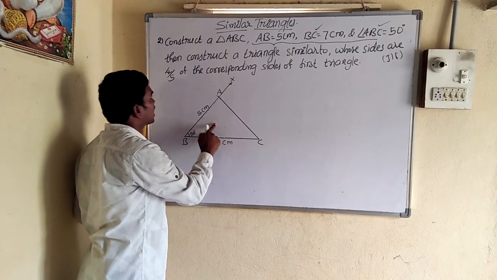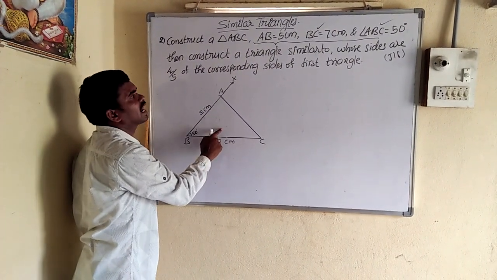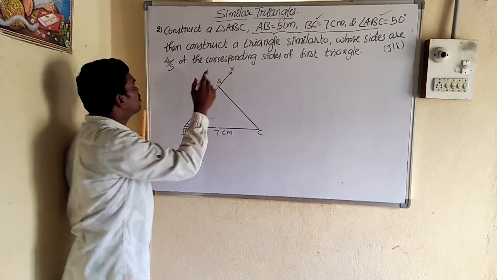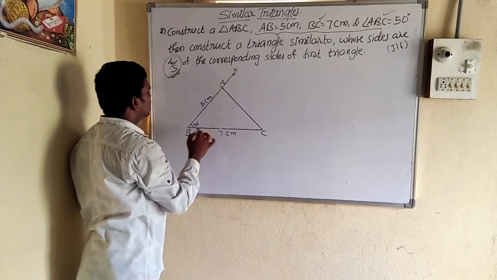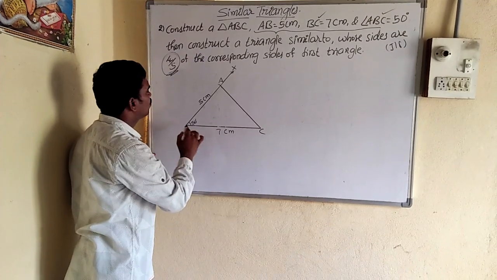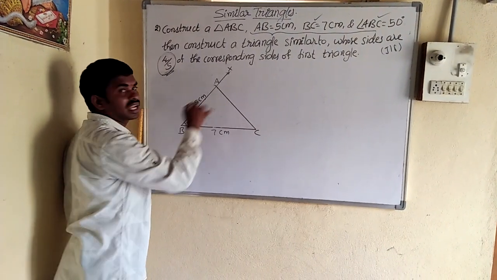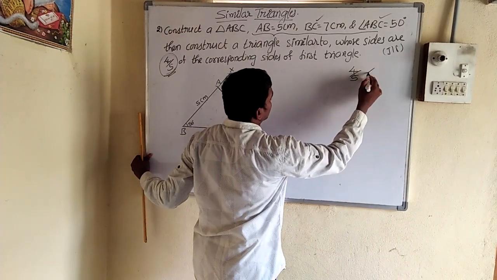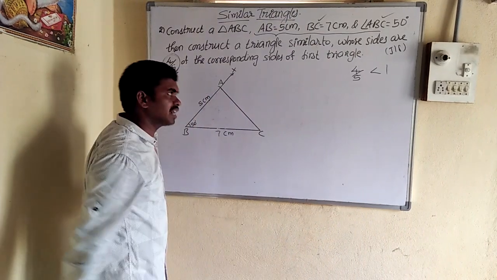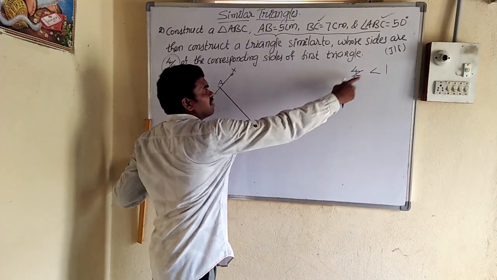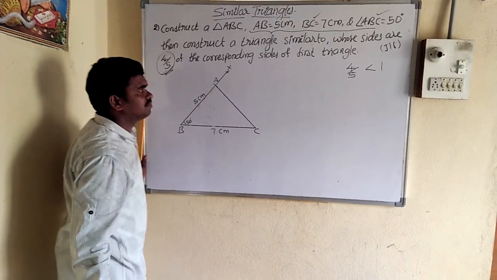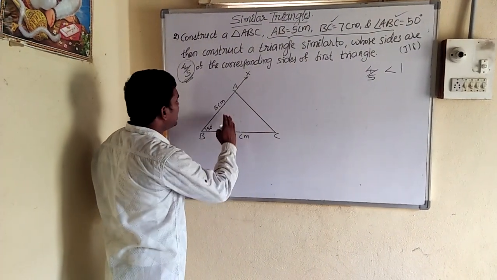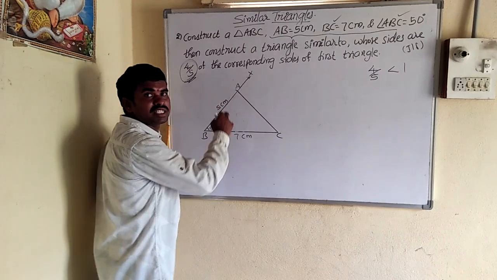For this triangle we have to draw another similar triangle, and its sides must be 4 by 5 of the given triangle. Is 4 by 5 less than 1 or greater than 1? It is less than 1. Yes, right. The denominator is more, so the value is less than 1. Less than 1 means the triangle must be inside the triangle ABC.